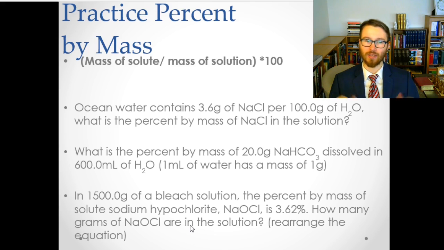Well, let's look at what it gives us. It gives us mass of solution. It gives us percent by mass. And so we're just solving for mass of solute. So what we're going to have to do is rearrange the equation. All right, you're going to have to take your 3.62% divided by 100 times the mass of solution to get mass of solute. You can rewind if you need to hear that again.